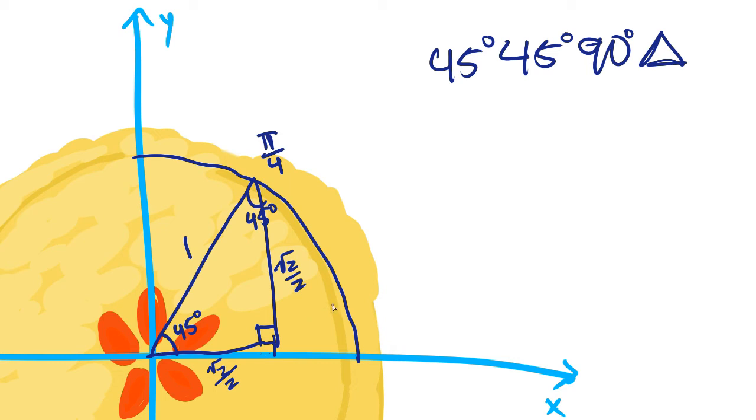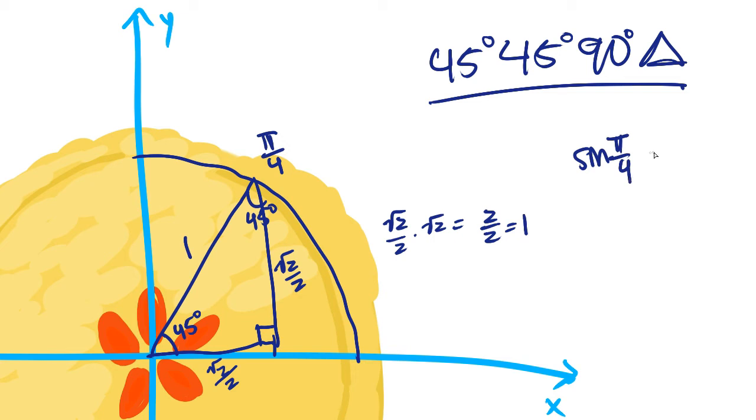Does this make sense? Because if you multiply square root 2 over 2 times square root 2, you get 2 over 2, which is 1. And that's the rule of the 45, 45, 90 triangle. And so sine of pi over 4 is just, what is this? Square root 2 over 2. And same with cosine, because it's the same exact thing.